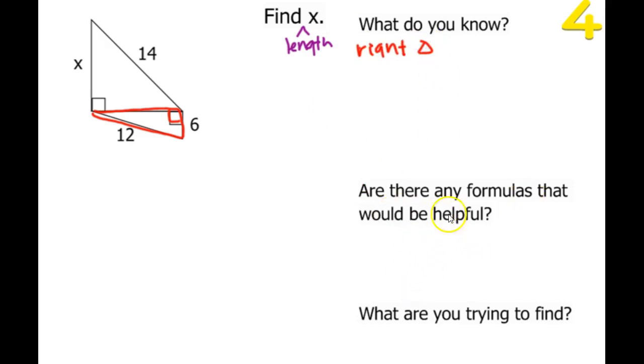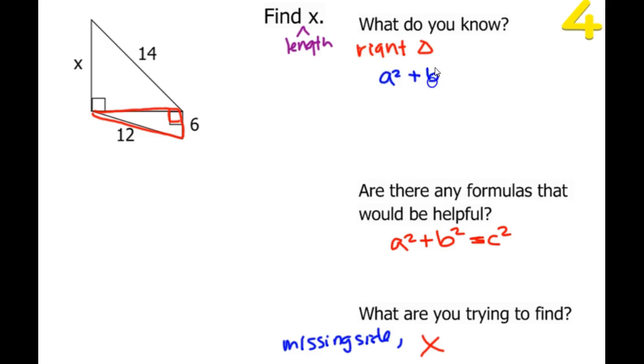If we have a right triangle, what formula would help us then? Well, we know a squared plus b squared equals c squared for right triangles. And we are trying to find x. First we're going to find the missing side, then we're going to find x. So if we know a squared plus b squared equals c squared, we know a, b, and c. Let's plug those in here for just this bottom triangle.